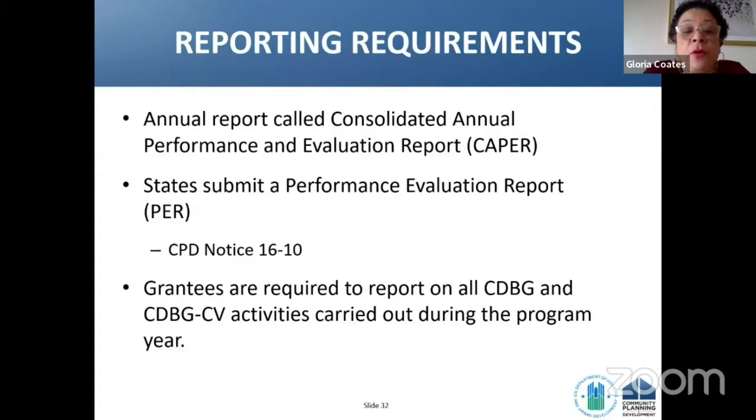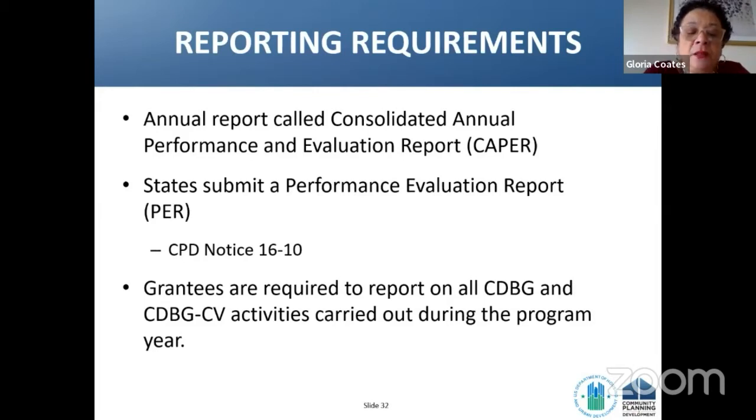Okay, reporting requirements. These are as important as the development of the consolidated plan. For the entitlement program, it's called a CAPER. For the state program, it's called a PER. Additional information on the state PER can be found in this notice.